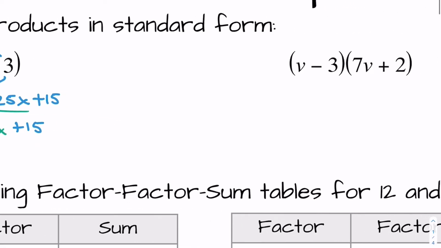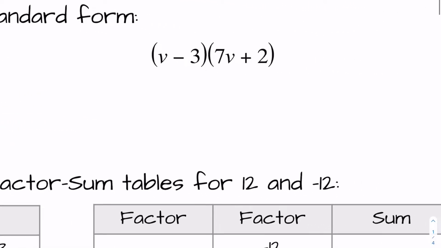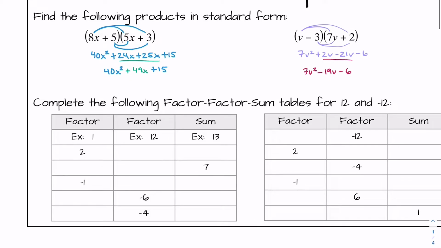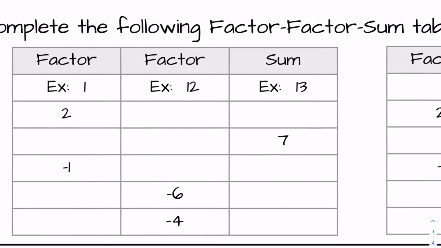All right, in the next one, we will distribute v times 7v, which is 7v squared. V times 2 is 2v. Negative 3 times 7v gives you your negative 21v. And then negative 3 times negative 2 is negative 6. And we can combine these two items because they're like terms. So 7v squared minus 19v minus 6. And if at any time this is going too fast, you can slow it down or pause it.